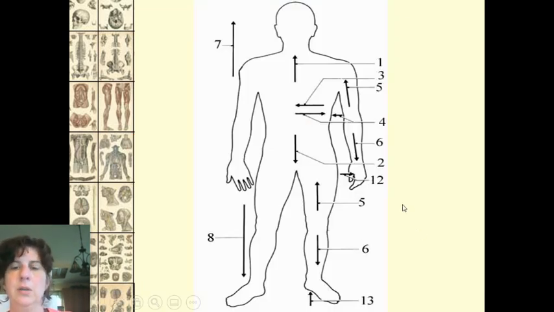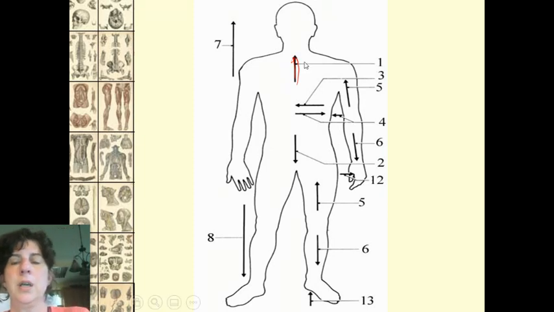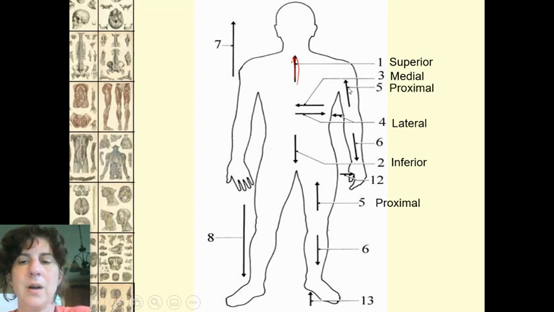All right, so looking at these then, I want you to go through it in your head as I'm going through it. Number 1, I have an arrow facing upwards. So that one could actually be 2, but of the words you learned, it's superior, right? 2, going down, is inferior. 3, going towards the midline, is medial. 4, going out, is lateral. 5 is proximal, going towards that attachment, and 6 would be distal, going away from that attachment.